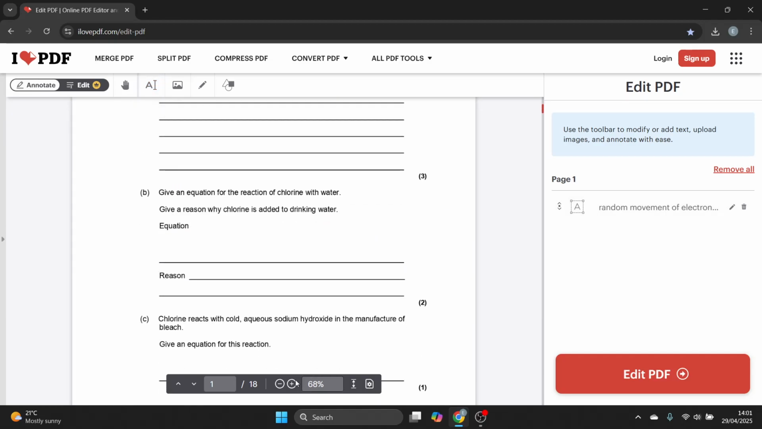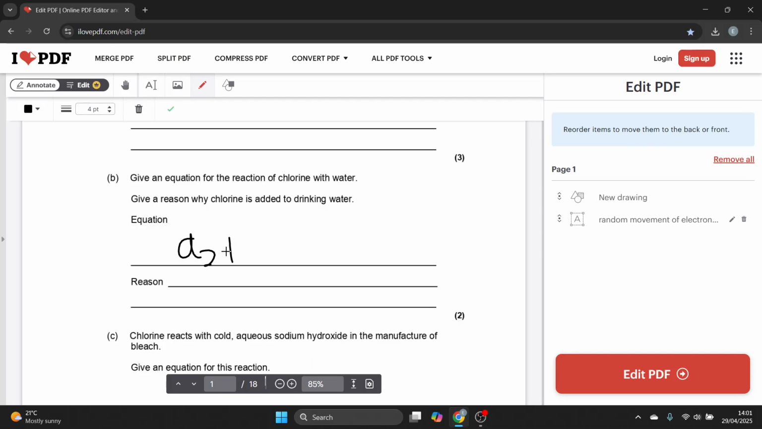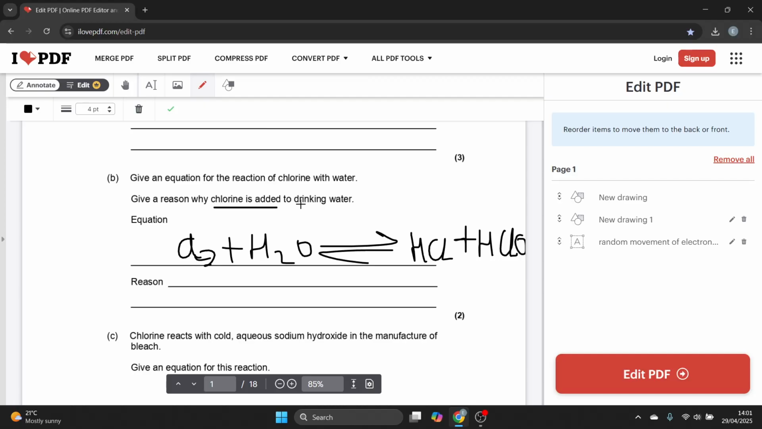Give an equation for the reaction of chlorine and water and give a reason why chlorine is added to drinking water. So the equation: Cl2 plus H2O, reversible reaction, HCl plus HClO. And the reason chlorine is added to drinking water is because it kills bacteria.